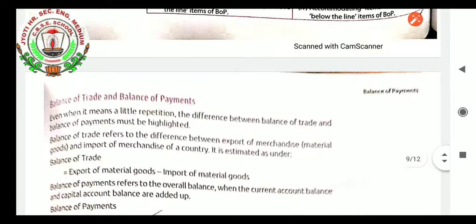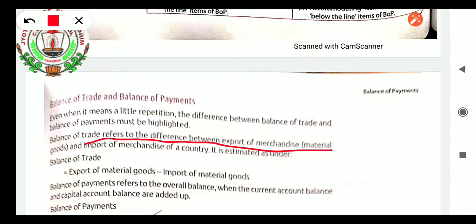Now comes balance of trade and balance of payment. Even when it means a little repetition, the difference between balance of trade and balance of payment must be highlighted. Balance of trade refers to the trade when it is done, that is the export and import of goods and services. Balance of trade refers to the difference between export of merchandise, material, goods and services, and import of merchandise of a country. You know, international trade, export and import.